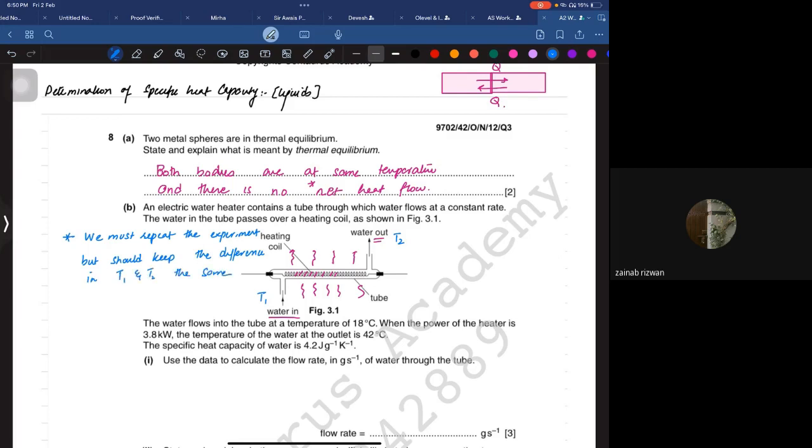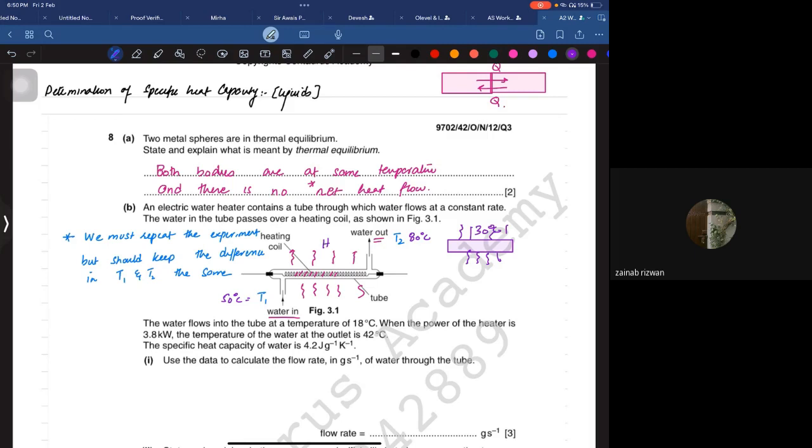I'm going to explain why you need to keep that difference the same. The problem is that, let's suppose this is that tube we're talking about, it loses heat when the temperature is like 50 degrees here and then you make it 80 degrees here. So the difference in temperature remains 30 degrees. It will lose the heat according to this difference to the surroundings. Let's call this loss of heat as H.